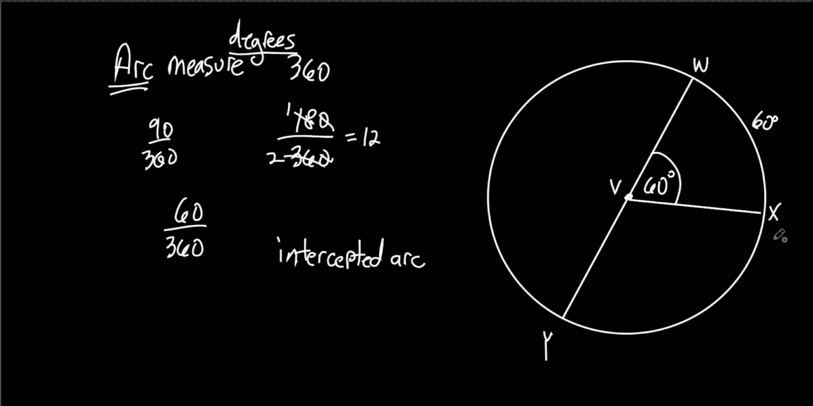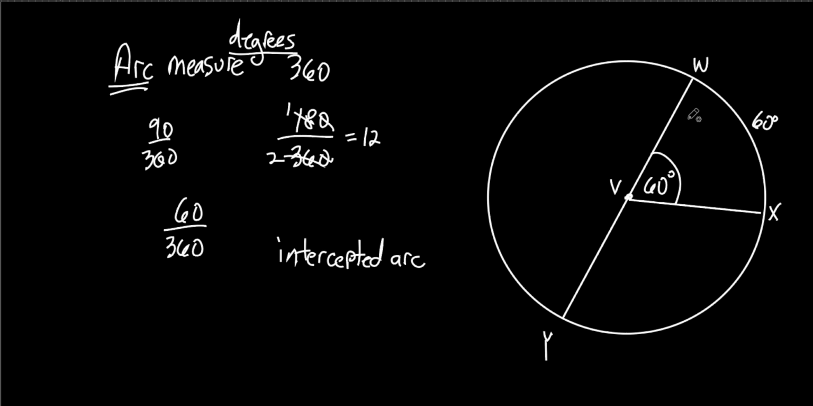So when we say the measure of the arc or the arc measure, we're finding how many degrees. How many degrees out of what? 360, right? So it's 60 degrees from here to here. It's 180 degrees from W all the way to Y. It's 360 degrees from W all the way back to W again. Everybody with me on that? All right, that's not so hard, is it?